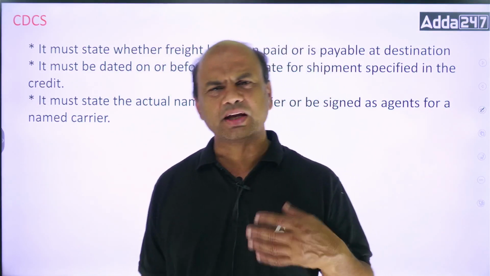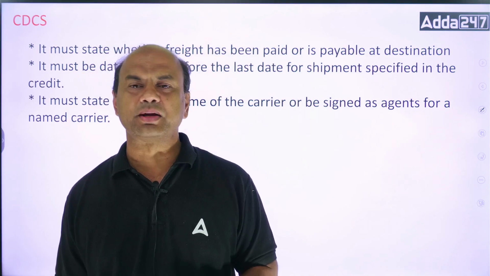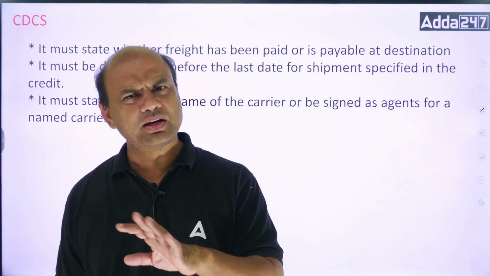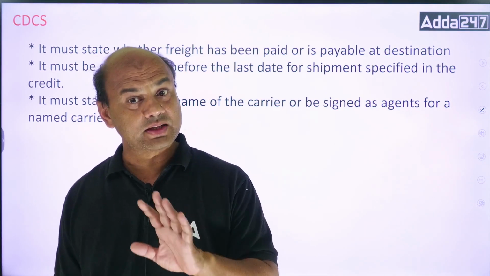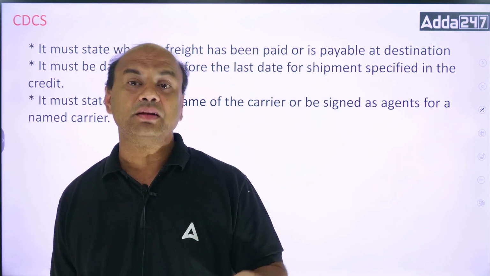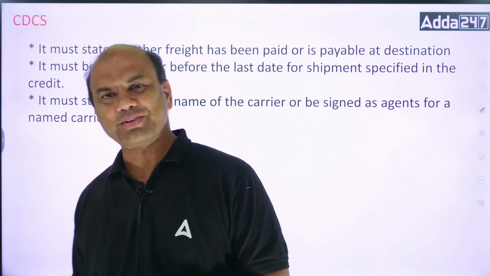If it's signed by the agent, then the agent's name should also be identified. If it's signed by the master, then master's name need not be there. But if the agent is signing for the master, then the agent's name should be there, but master's name need not be there. Okay?